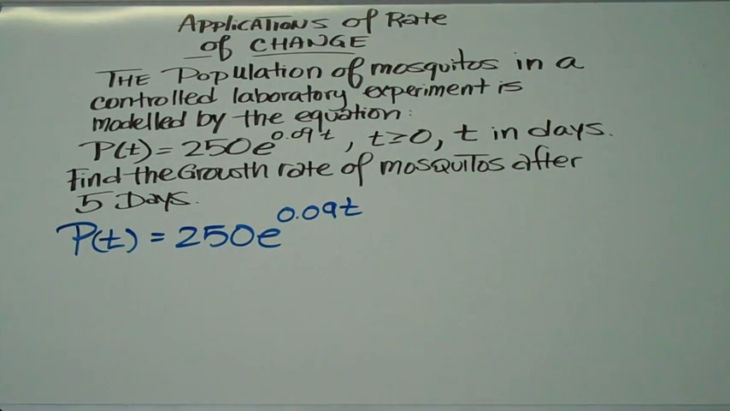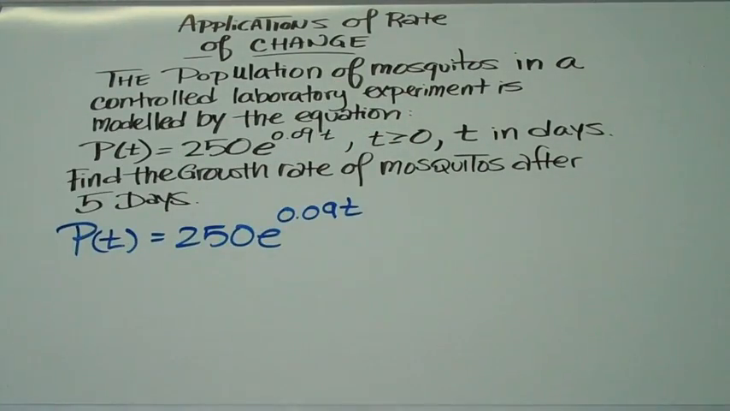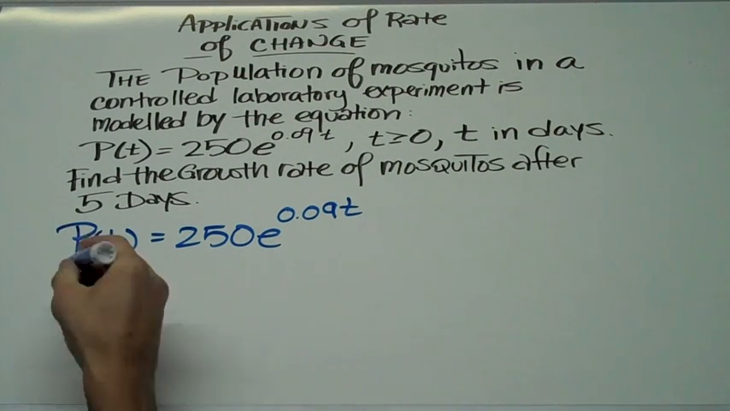Here's another example of an application of rate of change. I think the key to these problems is understanding what rate of change means. It means take the derivative. The population of mosquitoes in a controlled laboratory experiment is modeled by the equation P of t equals 250 e to the 0.09t, where t is greater than or equal to 0, and t is in days. Find the growth rate of mosquitoes after 5 days. Find the growth rate. It should be ringing in your ears. You must find the derivative.